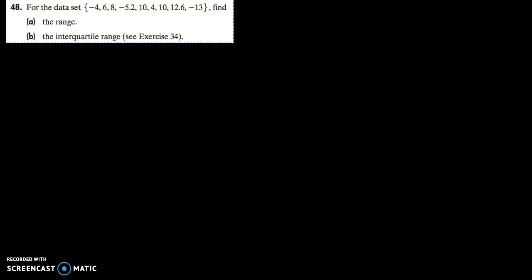Okay, for 48, they want the range and the interquartile range. So range is just what's the range of your data, how far does it span? So the difference between your maximum and your minimum number. So like before, helpful if we have this in order.